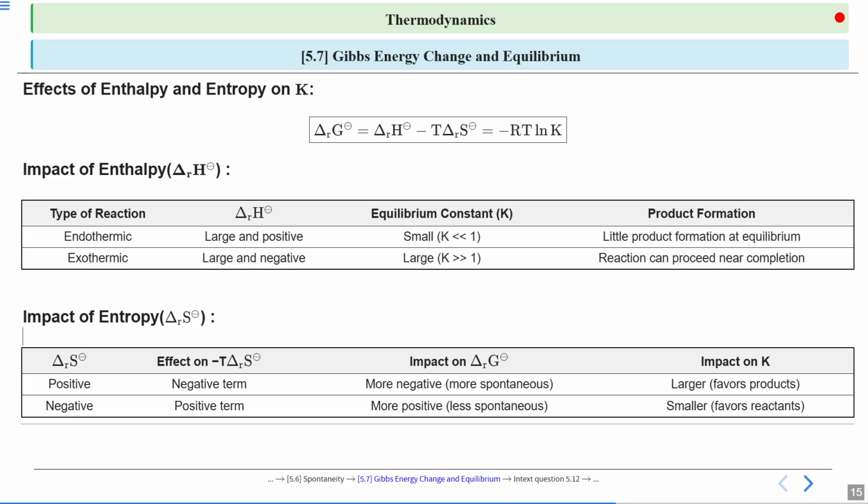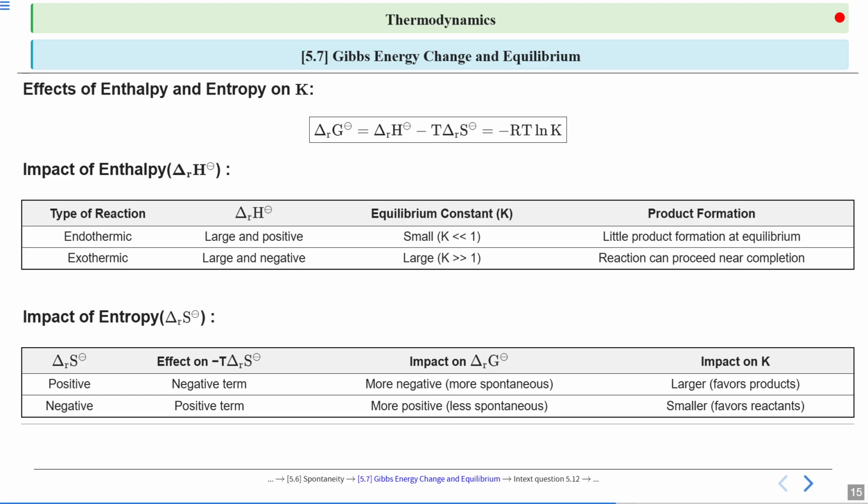Now what about K? If you are getting a positive entropy change, then the product is favored, or you can also say K is greater than 1. Similarly, if your entropy change is negative, then K is less than 1. Now, has this discussion already been done? Yes, you have done this discussion earlier.